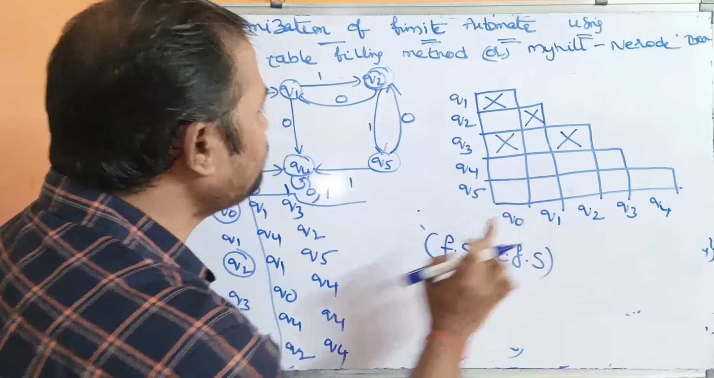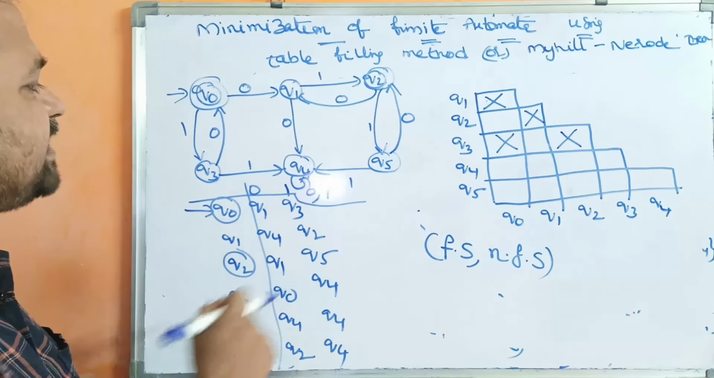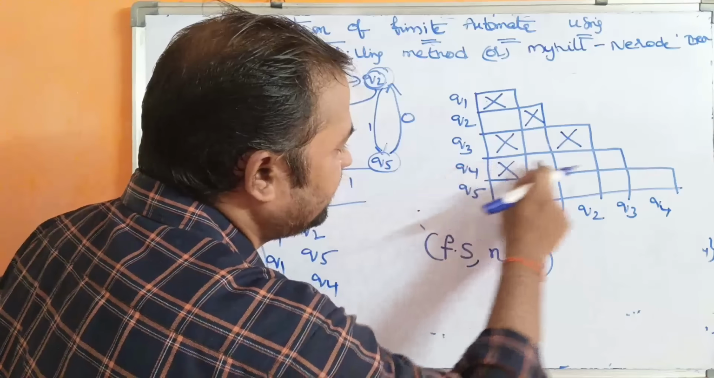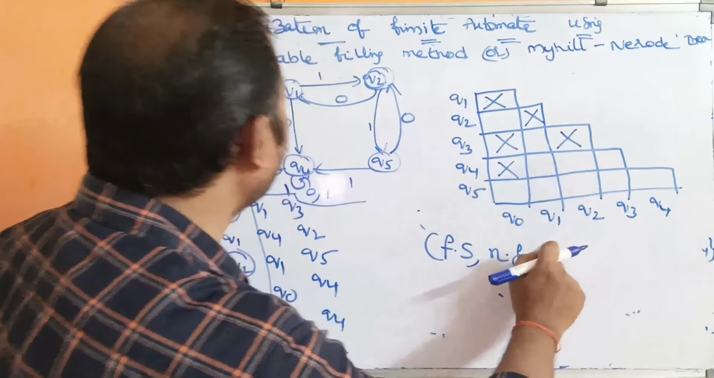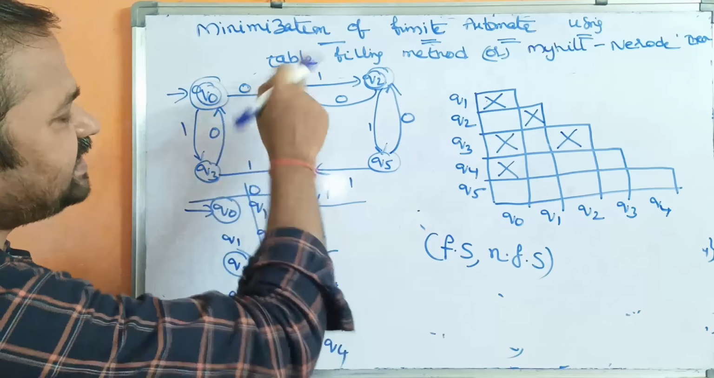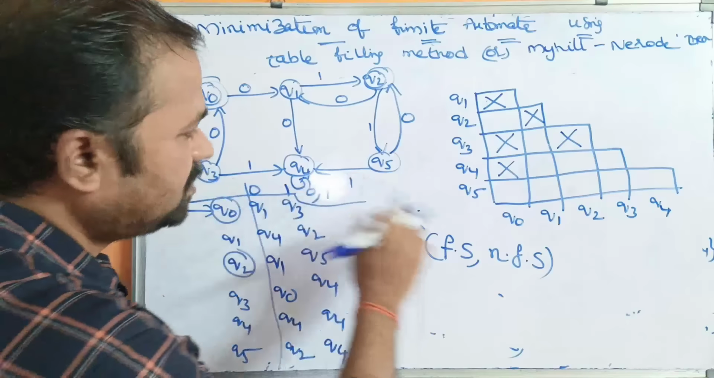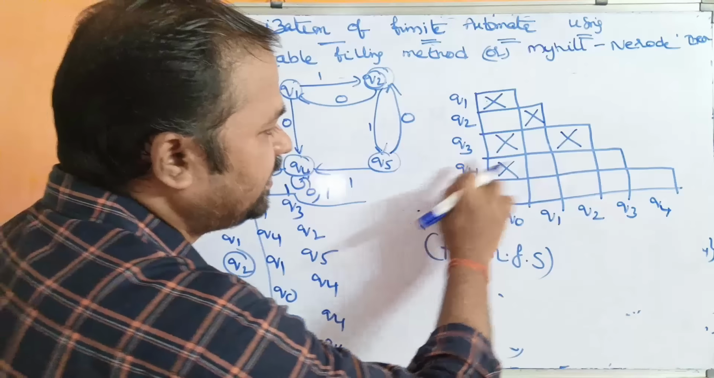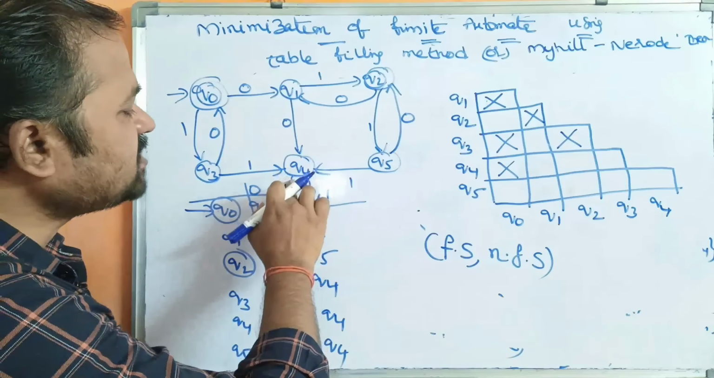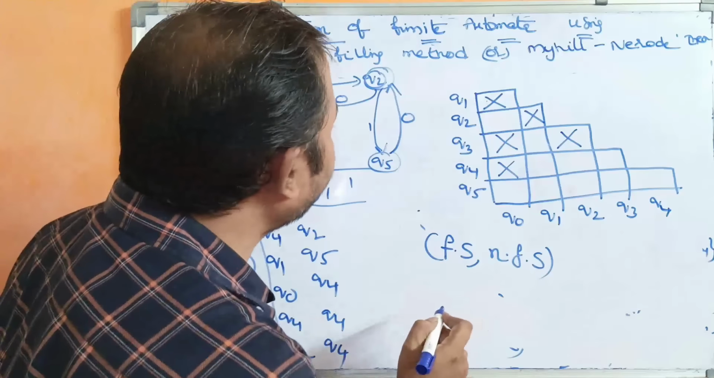Next one, Q4, Q0. Q0 is a final state, Q4 is a non-final state. So mark this box. Next one, this pair, Q4, Q1. Q4 is a non-final state, Q1 is a non-final state. So leave this box. Next, Q4, Q2. Q4 is a non-final state, Q2 is a final state.